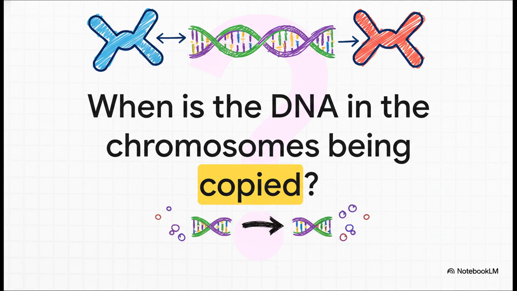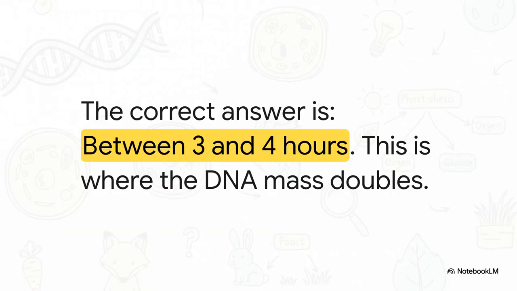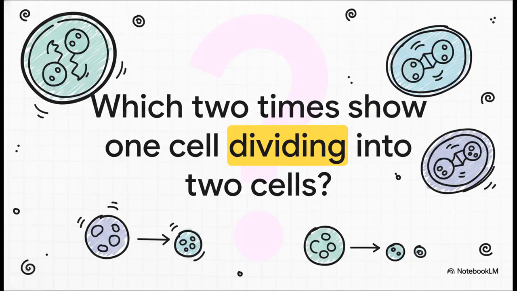Simple as that. So the first graph question, 01.3, asks, when is the DNA in the chromosomes being copied? In other words, where on this graph is DNA replication happening? So we need to be detectives here and look for the evidence. If DNA is being copied, its mass has to increase, right? And look, right there between 3 and 4 hours, the line shoots up, literally doubling from 4 to 8 units. That's our moment. That's DNA replication in action. And boom, there's our answer. The mark scheme confirms it: between 3 and 4 hours. Just for spotting that trend, you get 1 mark. Easy peasy.